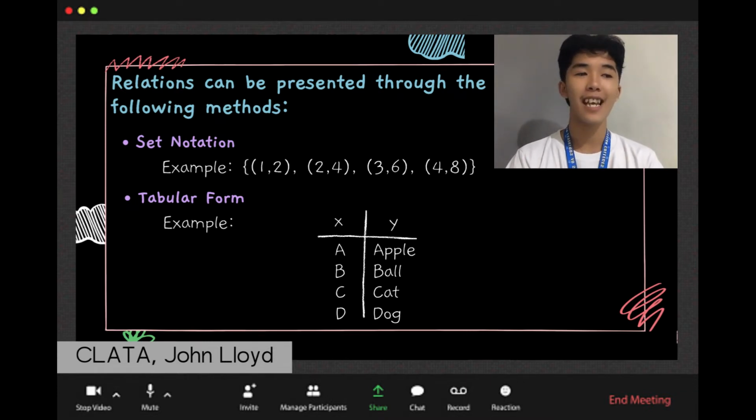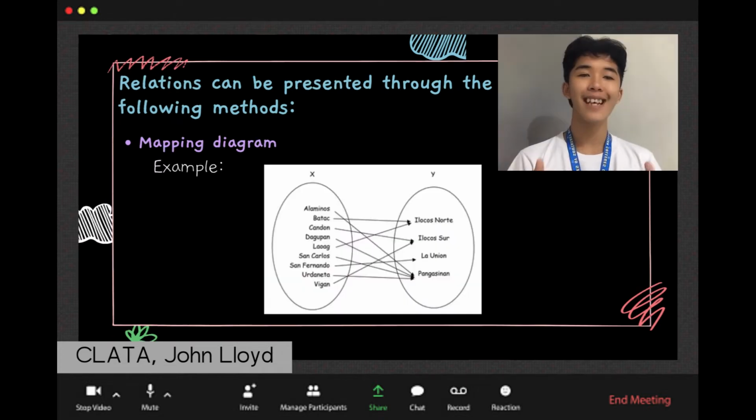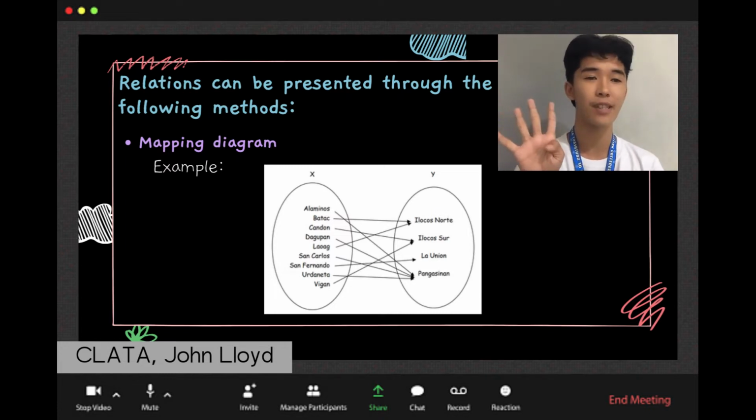The second is the tabular form. In this example, we have the x coordinates, which are A, B, C, and D, while the y coordinates are apple, ball, cat, and dog. Lastly is the mapping diagram. In this example, we have the x coordinates, which are Alaminos, Batac, Candon, Dagupan, Laoag, San Carlos, San Fernando, Urdaneta, and lastly Vigan.